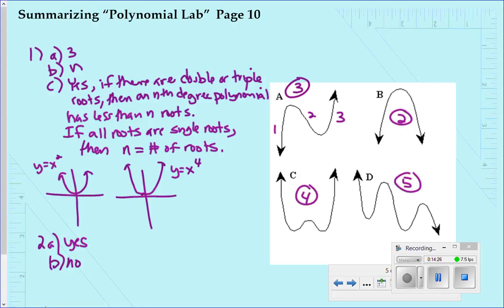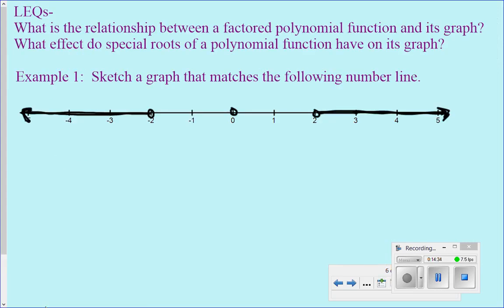Okay, so that was it for the packet in terms of notes. I did give some more notes that students put in their notebook. We did this one together in class, so I reminded you what the number line looks like. What that means in terms of the lab when we did it was the open points represented, if you recall, the roots. So I'm going to put a root at 0, at +2, and at -2.